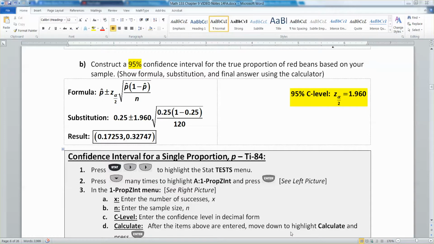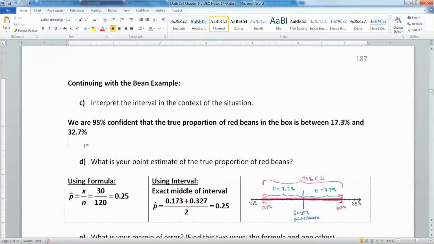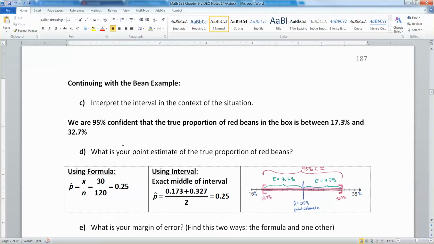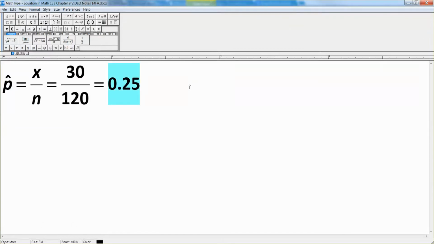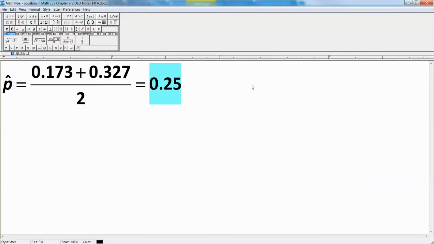In the last video, we learned how to find a confidence interval for a population proportion using the formula substitution and then finding the result with the calculator. Then we interpreted that value as we are 95% confident that the true population proportion is somewhere between those two values. Then we used those two values to find the point estimate, either by averaging them, adding them up and dividing by 2 to find the middle of 0.25, or using the formula and getting 0.25 that way. But either way, we knew that it was 0.25, and that is the center of our interval.